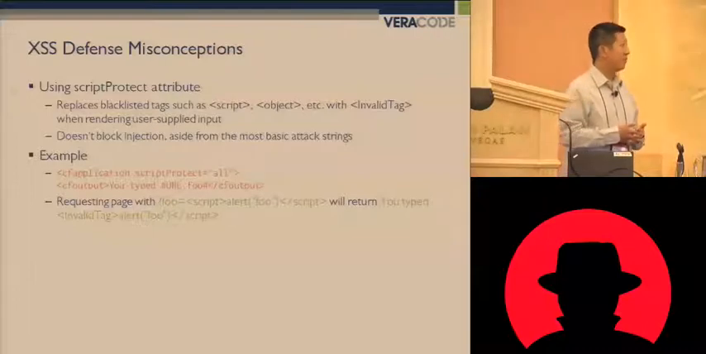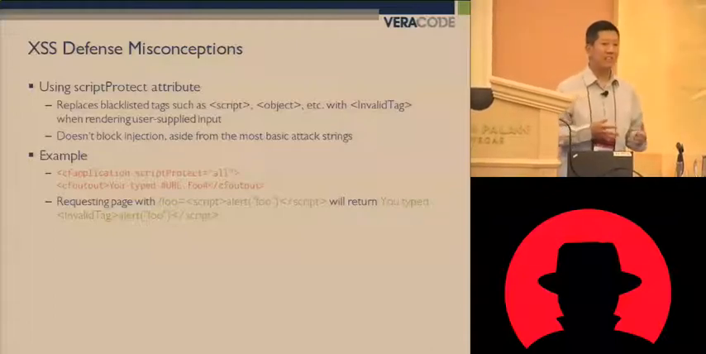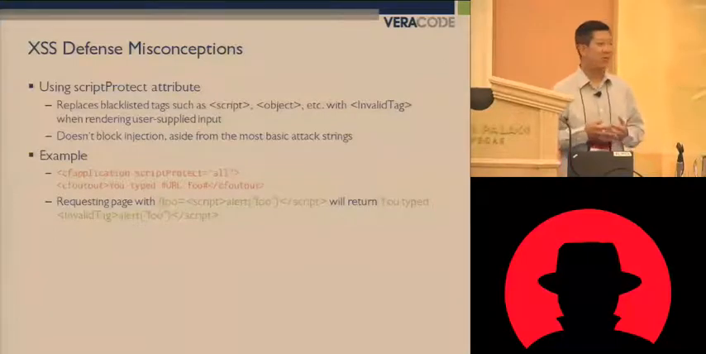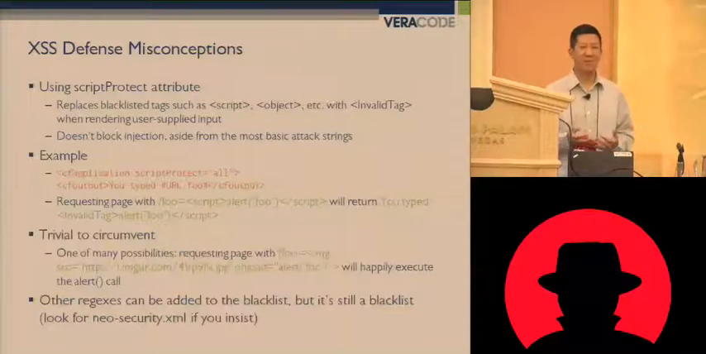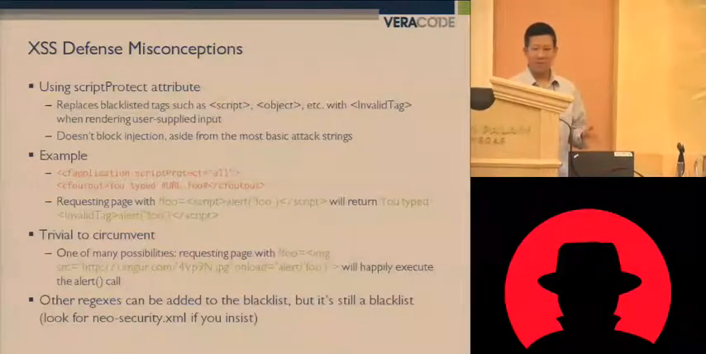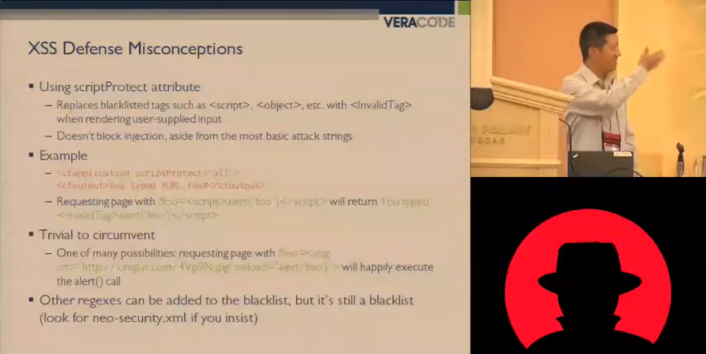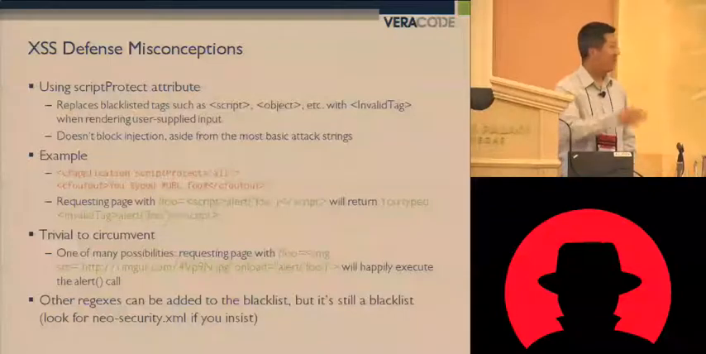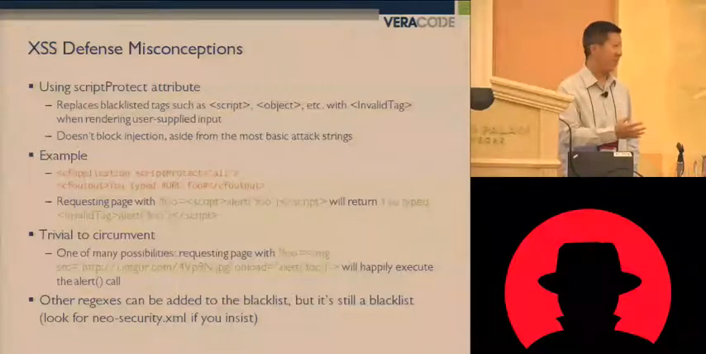And script protect looks for script, it looks for object, it looks for a couple others. I think there are two others, but basically it's doing the same thing. It's looking for those special tags, and it's replacing them with invalid tag. And this is supposed to protect against most instances of cross-site scripting, which is a complete misnomer, because it's absolutely trivial to circumvent. For example, if you take that same vulnerable code that we did earlier that says you typed url.foo, and so obviously you just pass in something on the query string, and it gets printed out to the page. Well, instead of using a script tag, just use an image tag.